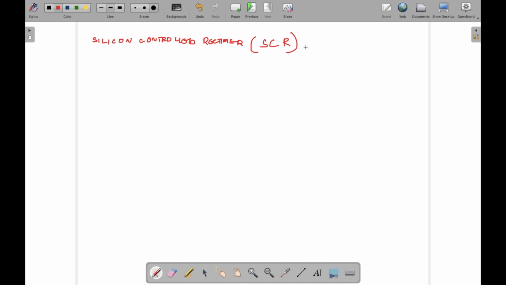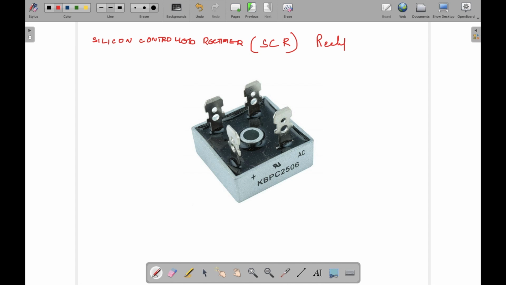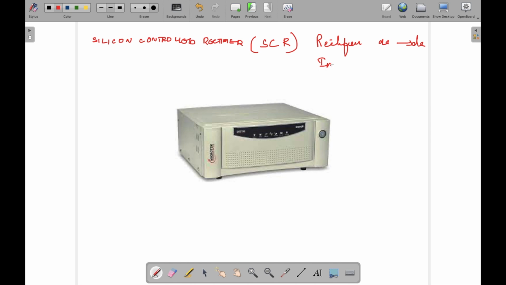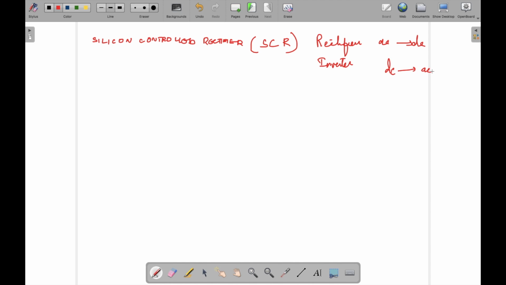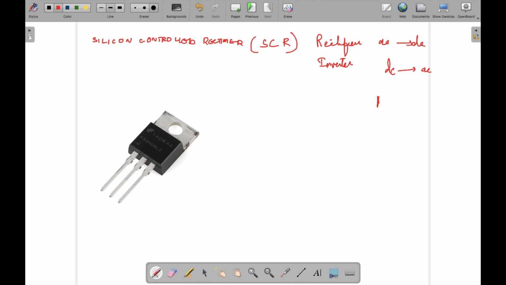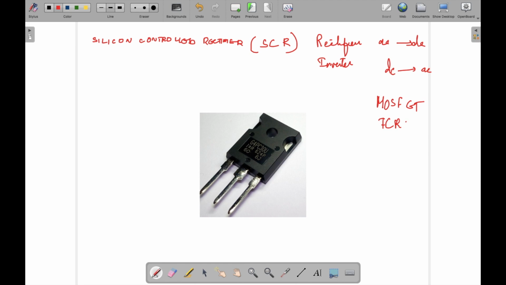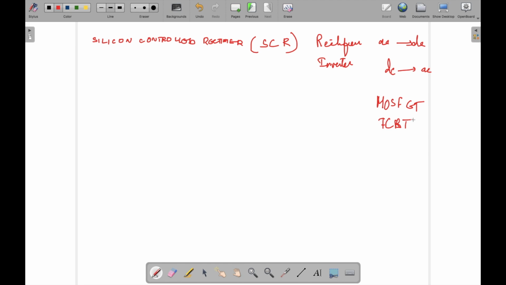For example, it is used in applications like rectifiers, where we convert AC to DC, or in inverters where we convert DC to AC. In all these applications, the base unit or the switch used is a silicon controlled rectifier, for low power applications. But as the power increases, as the voltage or the current increases, then we have to go for higher end switches like MOSFET as well as IGBT. Those topics we'll be discussing in further classes. Today we'll be constraining ourselves to the silicon controlled rectifier.